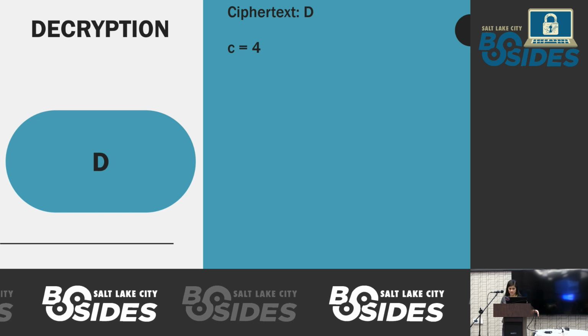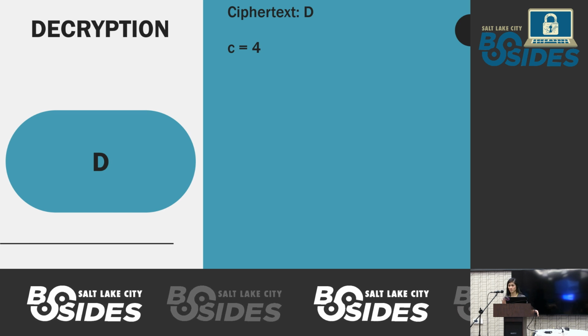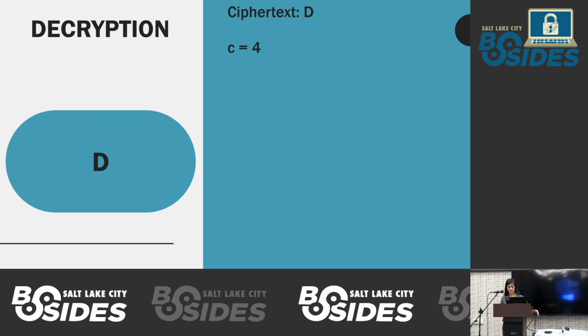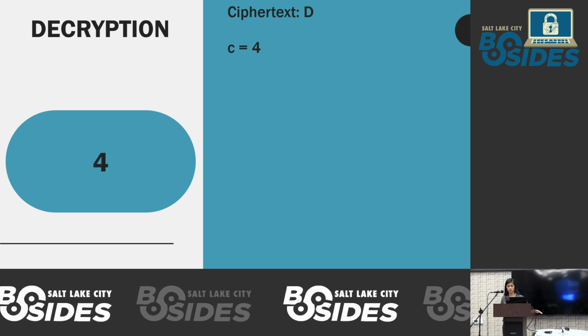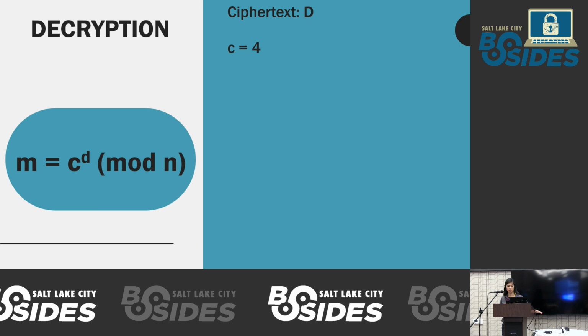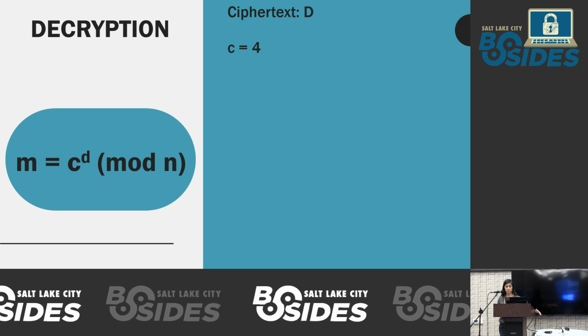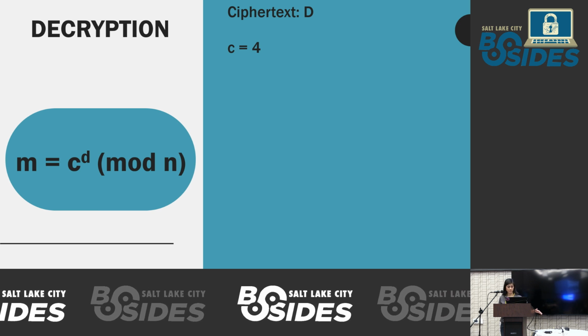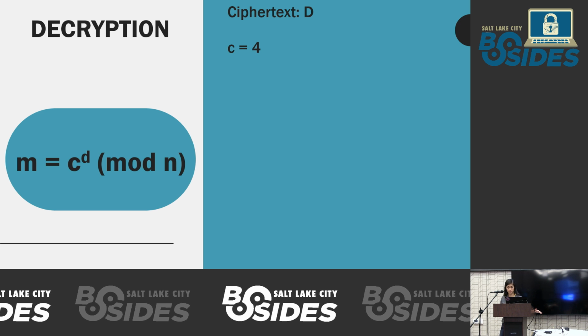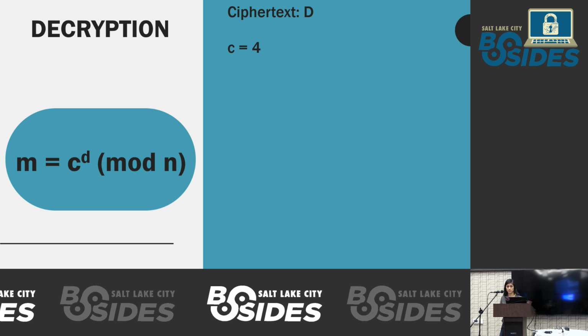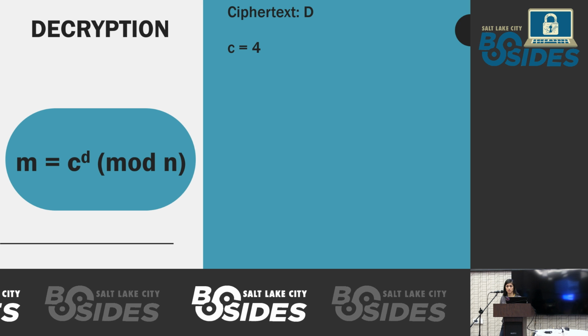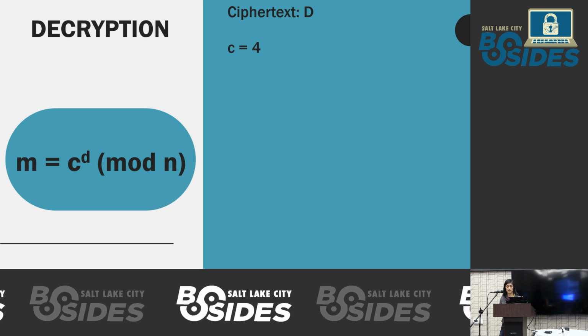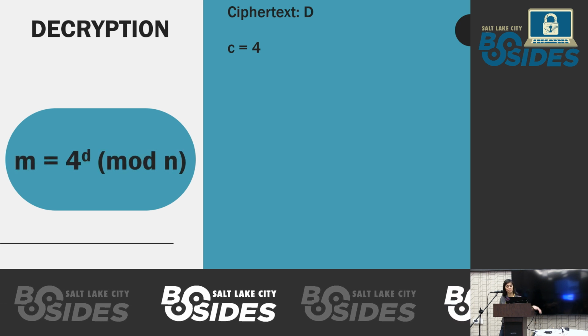My friend gets it. So you get it, and the letter D, you're going to change that into 4, so you can start running your calculations on it. Here's the formula for decryption: C to the power of D mod N. It is different than the encryption formula, so that's why we call it asymmetric.